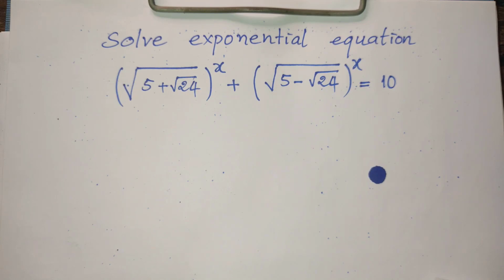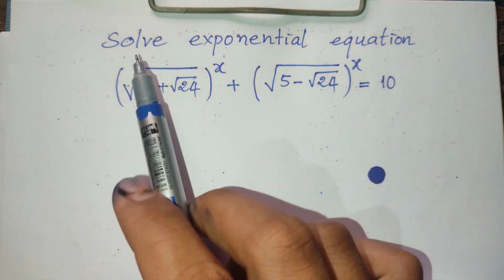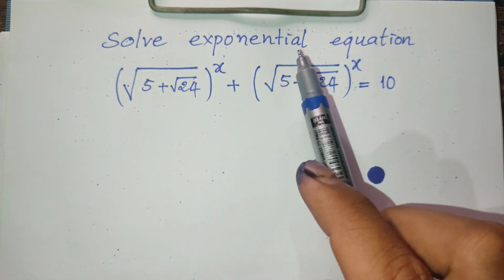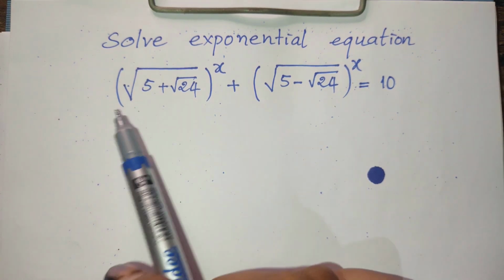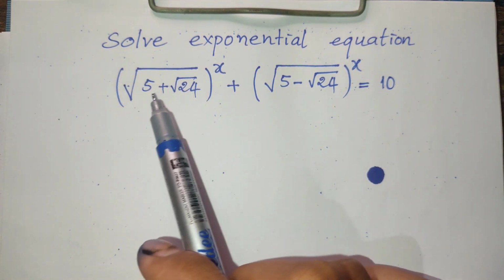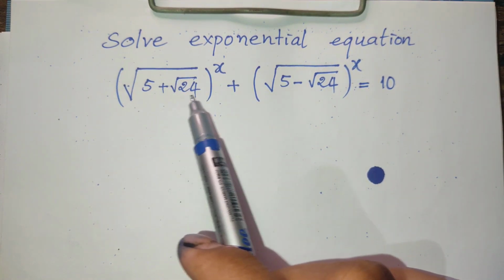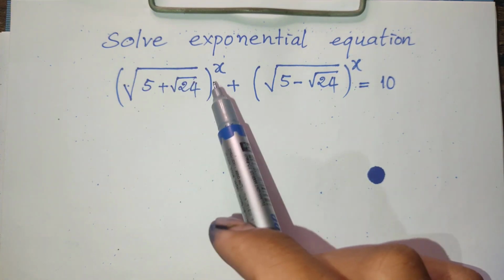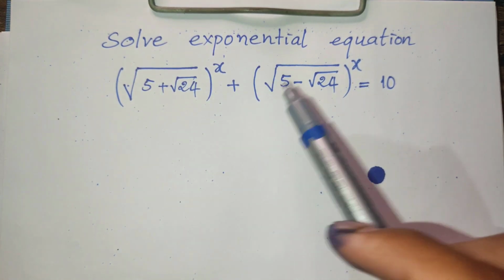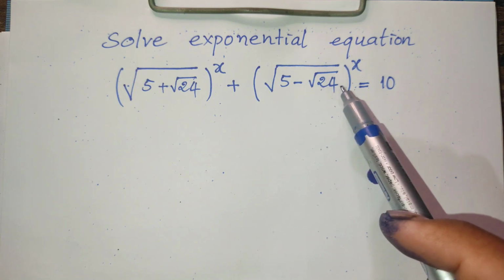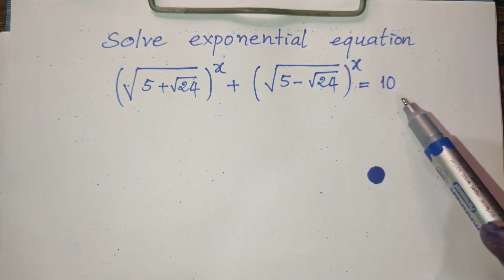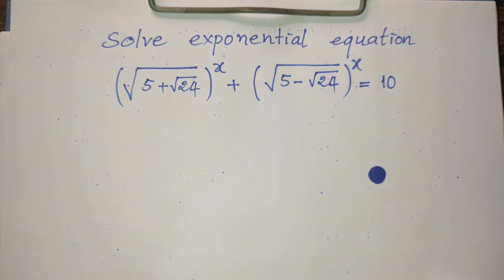Today I have one exercise on screen. Solve the exponential equation. Our equation is (square root of 5 plus square root of 24) all power 8 plus (square root of 5 minus square root of 24) all power 8 equals 10. Do you know how to solve this? If you know, please do it.